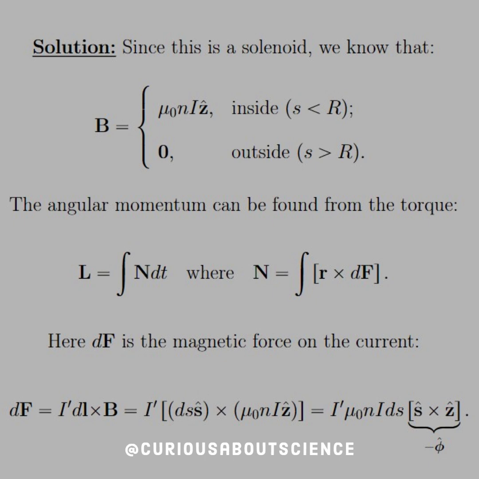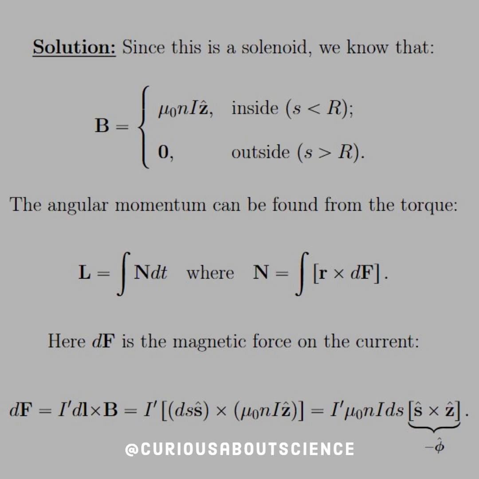The solution is, since this is a solenoid in effect, again, quasi-static approximation, all that stuff still holds. We know that B is equal to mu naught N I z hat inside, where s is less than R, and 0 outside. So the angular momentum can be found from the torque. Okay, now let's be very careful here. We just said that we could find the momentum from the density, but there's two different things we're looking for. We're looking for the force-generated momentum and then the field-generated momentum. So here we're dealing with the force first.